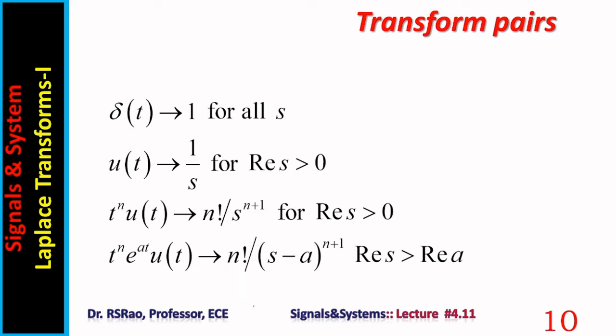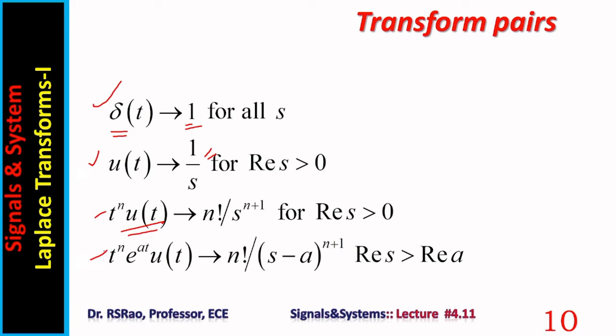Now we consider some transform pairs, popular, widely used transform pairs, or transforms of some standard signals. We begin with the Laplace transform of the impulse function. Laplace transform of the unit impulse function is 1. Next we consider the step. Laplace transform of the unit step function is 1 by s. Next we consider the Laplace transform of t power n u of t. It is n factorial by s power n plus 1.